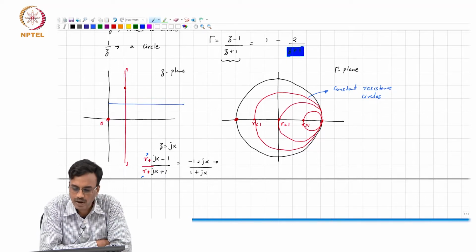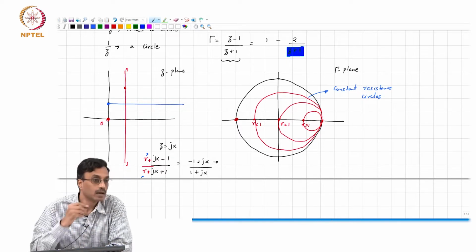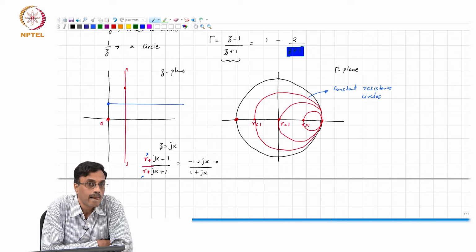So, when R is 0, where are we? We are here, correct, and therefore, on this picture where are we? The unit circle is a big place. It's like saying you're somewhere on the IIT campus.